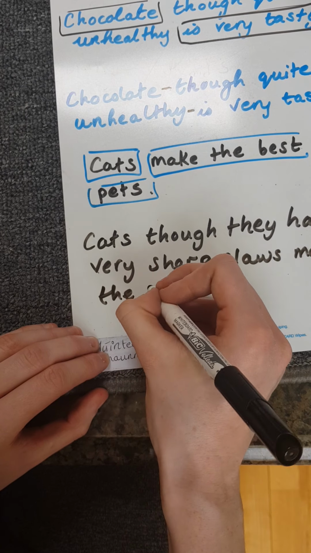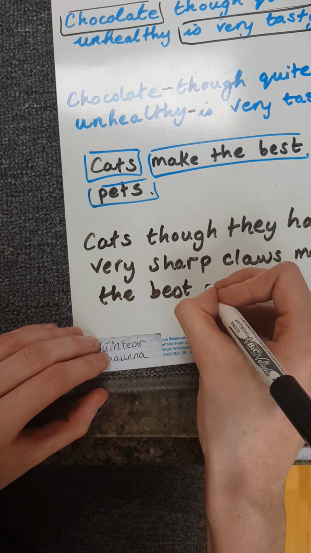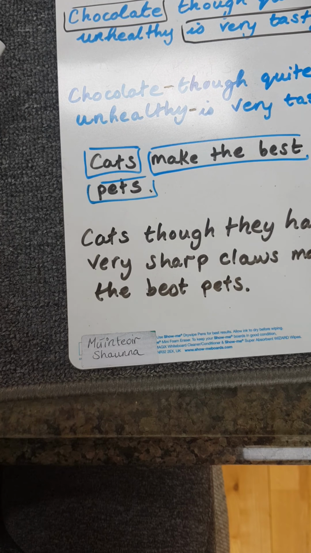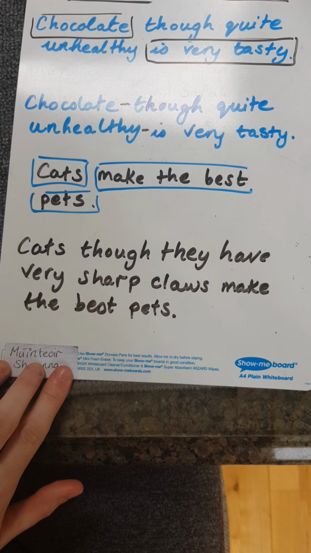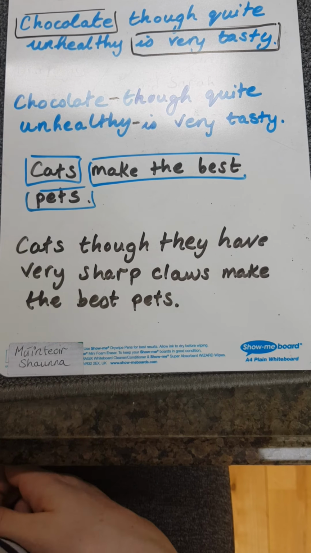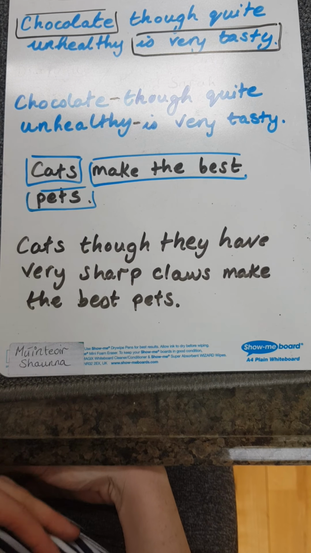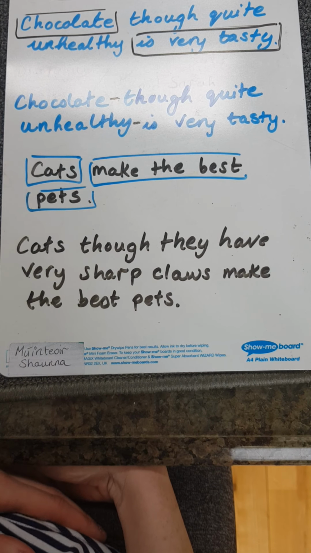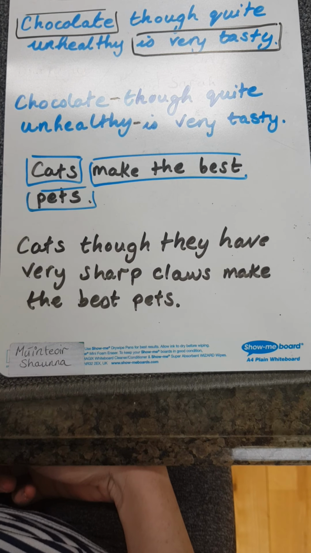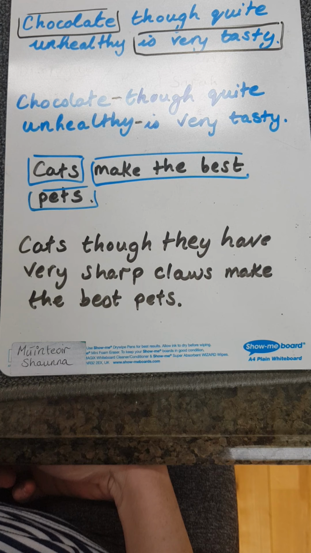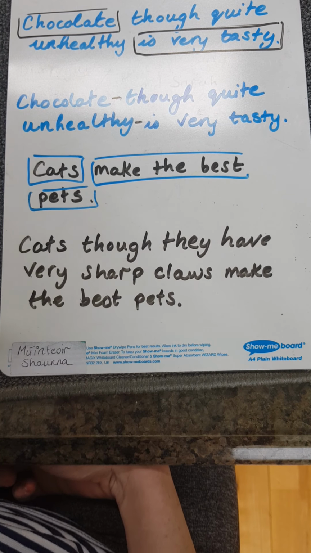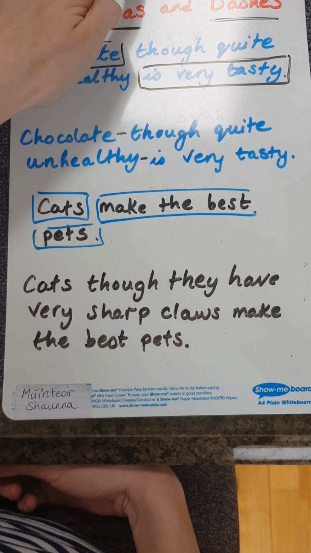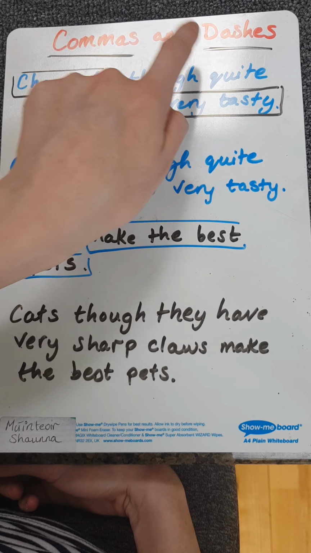the best pets. Now, if I was to read that sentence out the way it is, sorry, you can see it now. If I was to read that sentence out the way it is, I would read, cats, though they have very sharp claws, make the best pets. Now, that doesn't make sense. There's no punctuation in that sentence. It doesn't sound right. So what do I do? I add in commas or dashes. All right, commas or dashes.